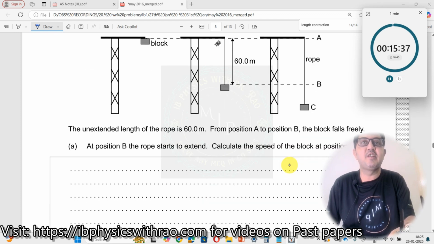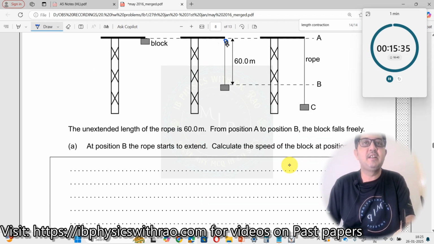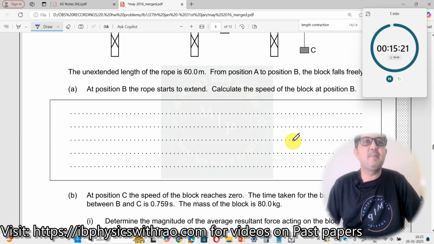So what you do is you just drop it over here from the top here. As a result, the moment you drop it, it comes down, and from position A to B the block falls freely. Okay, at position B the rope starts to extend because it's an elastic rope. It will start extending and will reach the point C. Calculate the position of the block at position B.